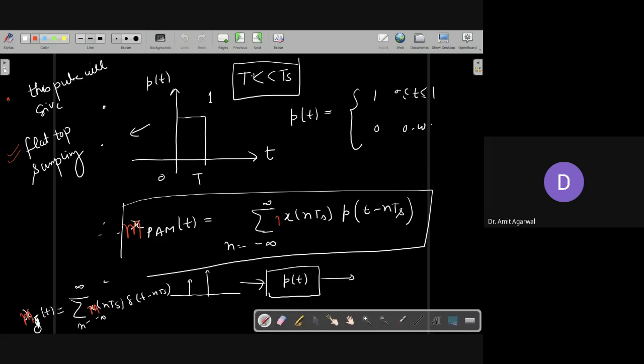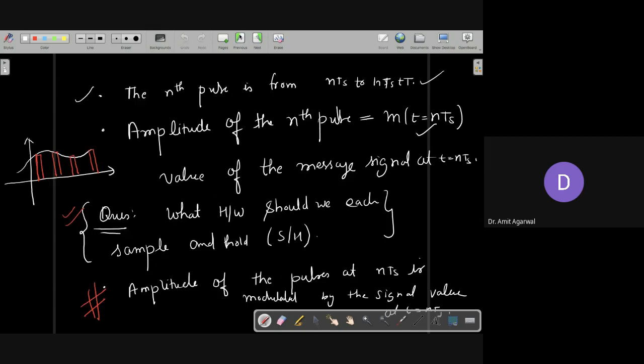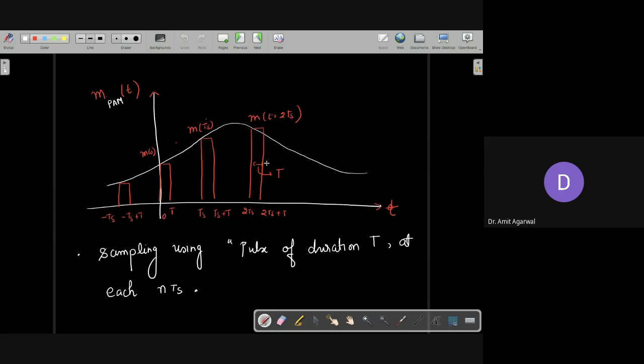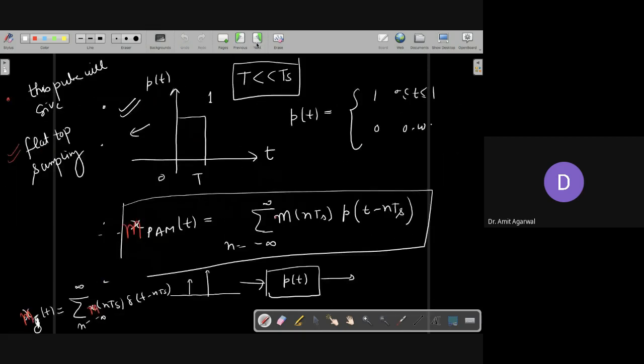So in time domain, how can you write your PAM signal? You can write your PAM signal like this. This is a pulse at t equal to nTs. This is the pulse, right, which we are using. So pictorially your PAM signal is this, and mathematically, your PAM signal is this.